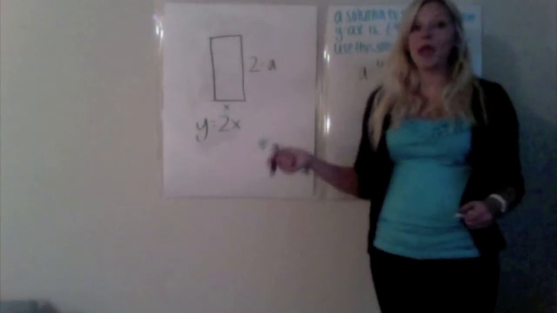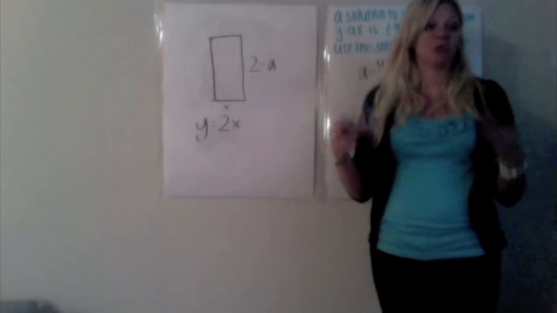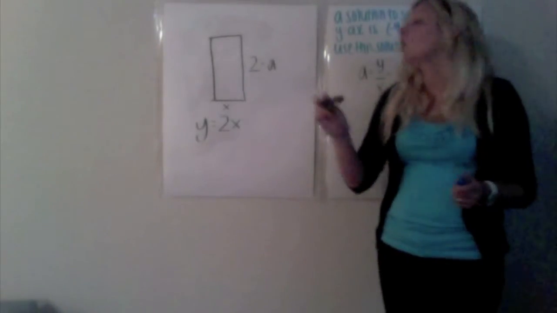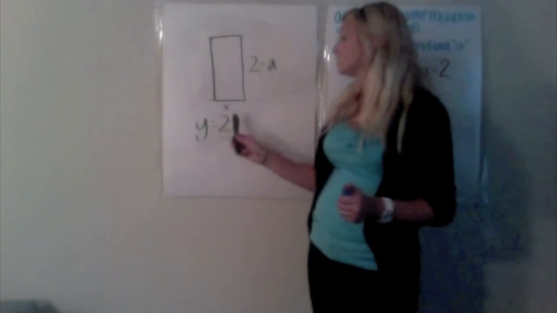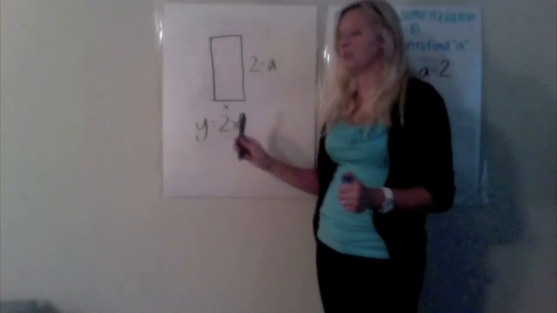So your constant of variation 2 will go here, and then your x. So, y equals 2x is the direct variation from x to y when your constant is 2.